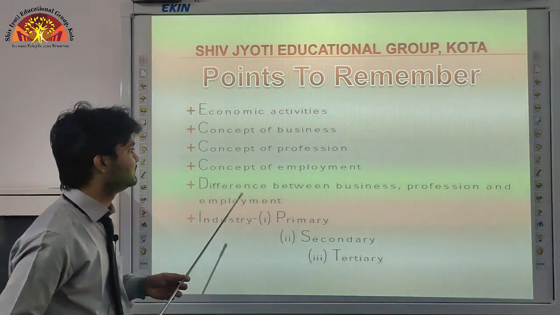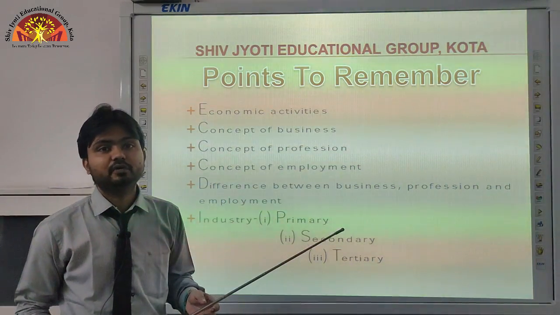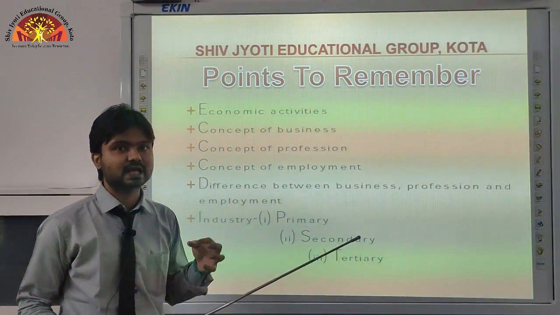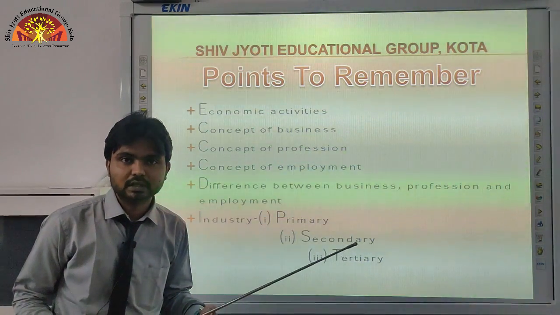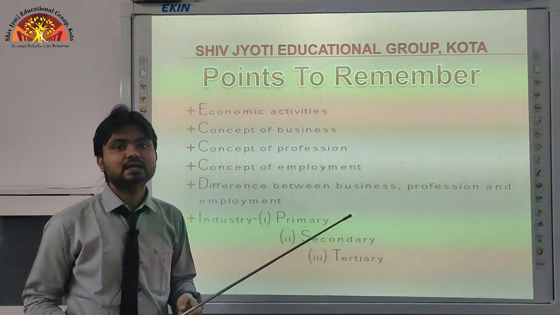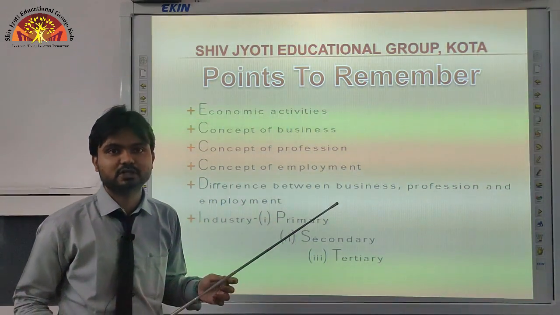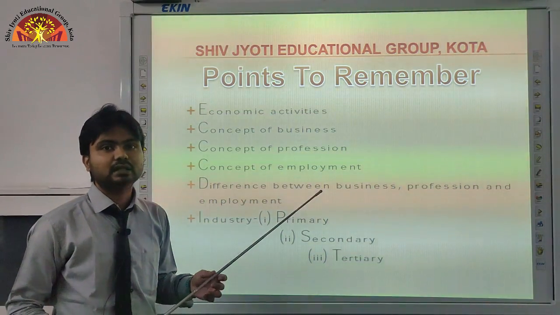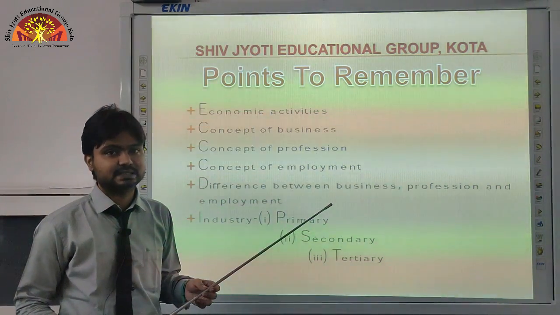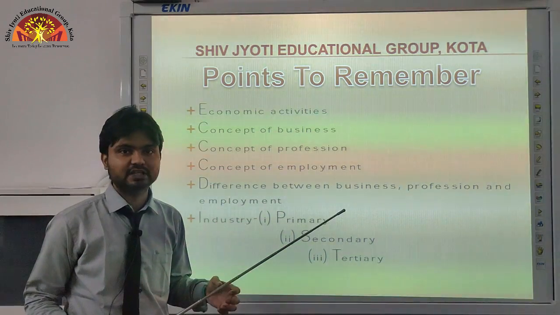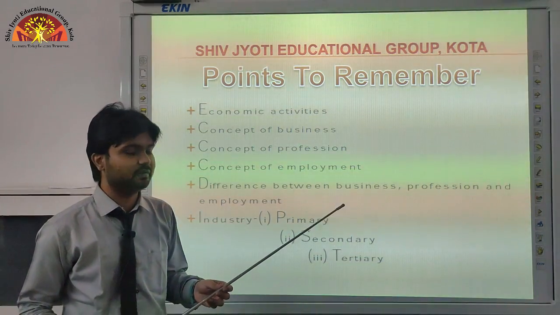Now the next one is the concept of profession. Profession means a person who has a specialized skill. That means if we talk about the doctor, if we talk about the lawyer, these are individuals who have specialized skills to give services to the consumers. They possess specialized degrees on the basis of which they provide services to an individual.